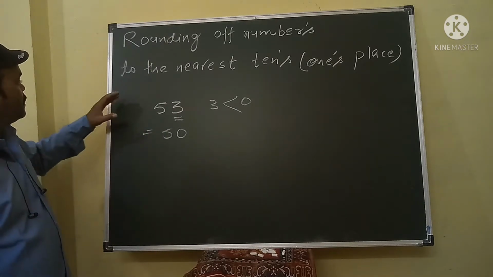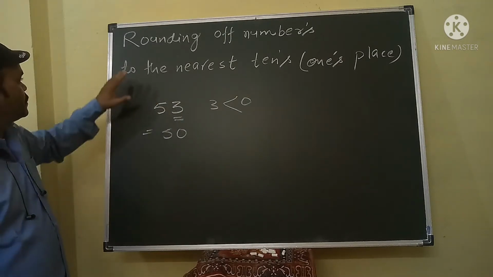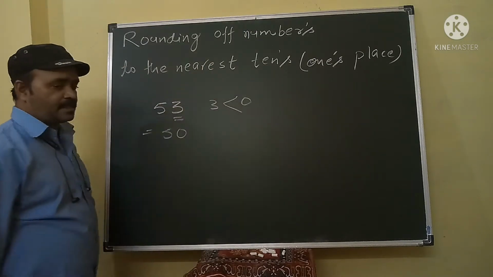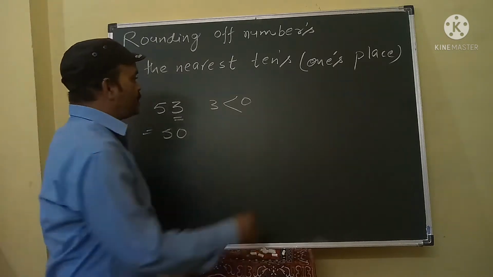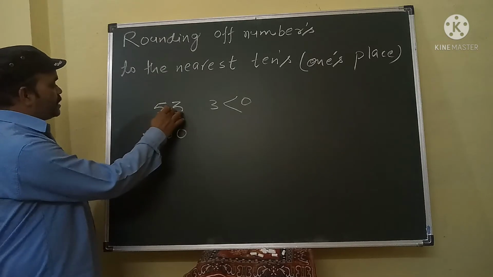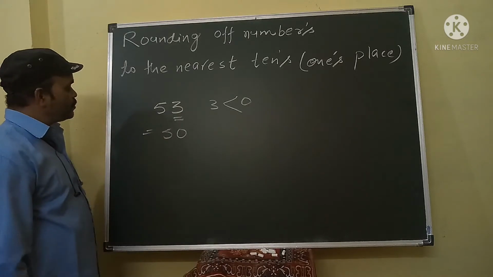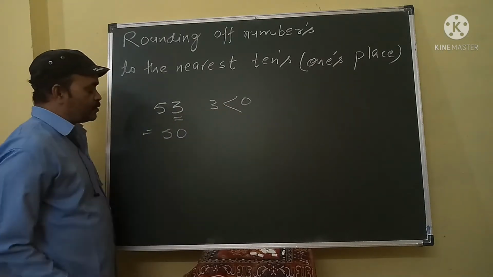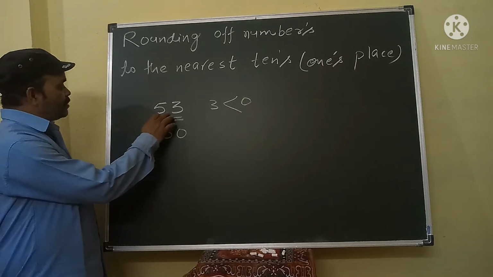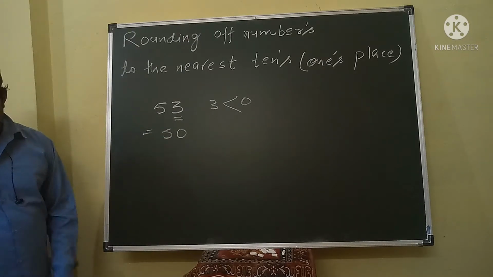Again I am saying, suppose you will find the rounding of 53 to the nearest tens. So what will you do? You will find the ones place digit. In 53, the ones place digit is 3, and 3 is less than 5. Therefore, rounding of 53 is 50.